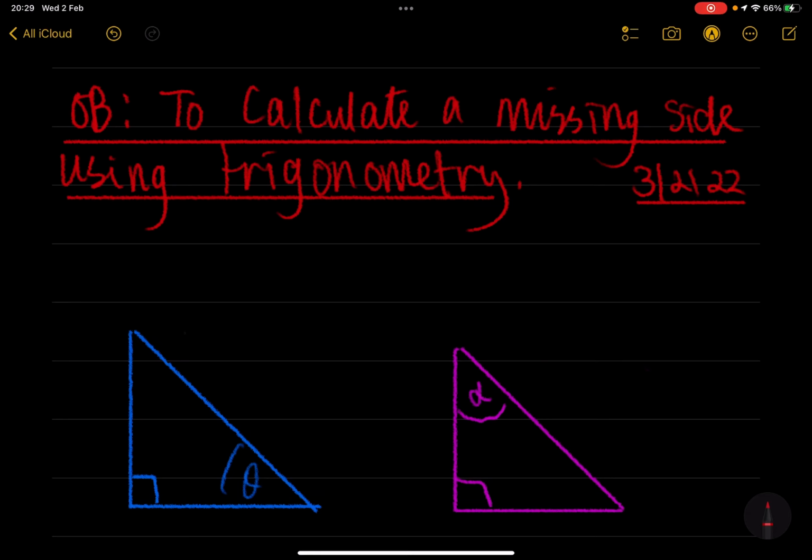Right. This is your objective. We're just going to be carrying on finding a missing side using trigonometry, right? And you've got your date there, so it's the 3rd of February 2022. So pop that in. I'll give you 30 seconds, and then we'll make a start.